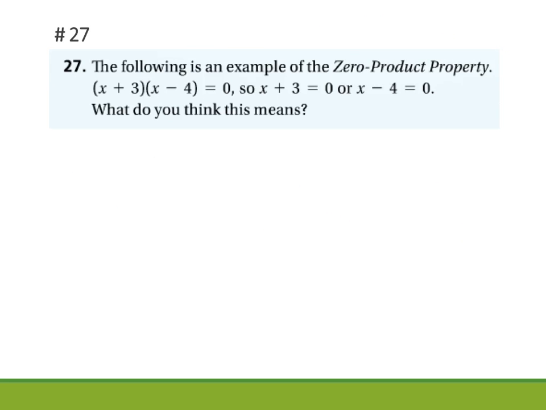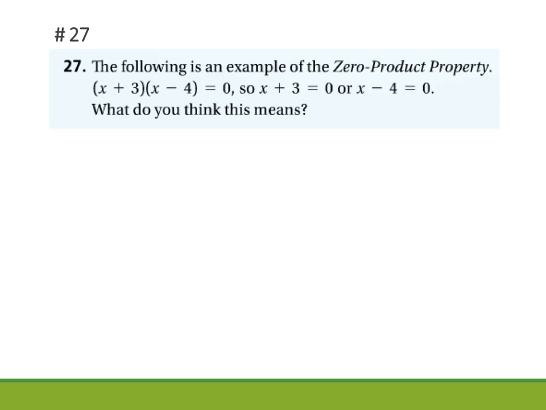Okay, let's look at problem number 27. The following is an example of the zero product property. The quantity x plus 3 times the quantity x minus 4 is equal to 0. So x plus 3 must equal 0, or x minus 4 must equal 0. What do you think this means?